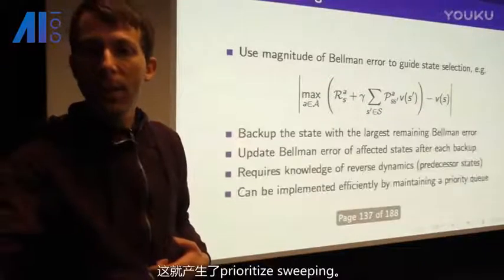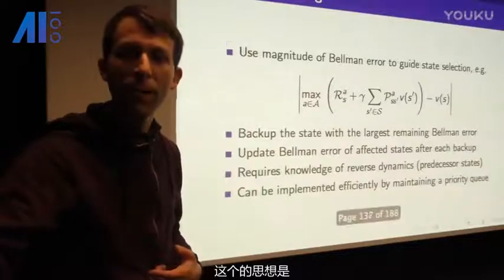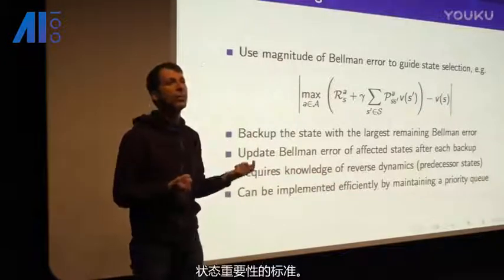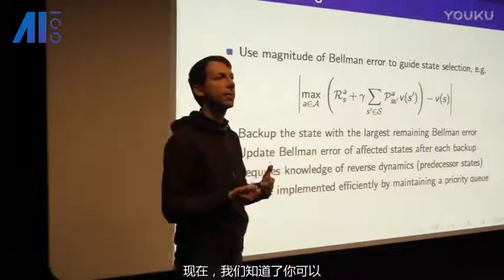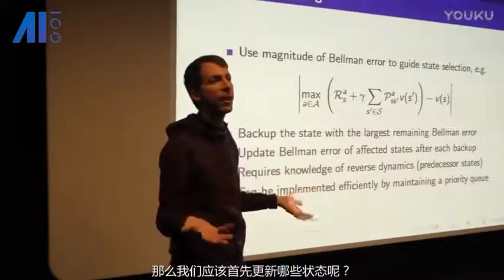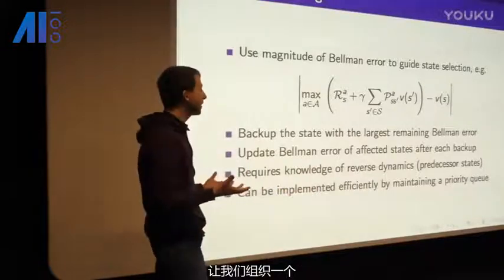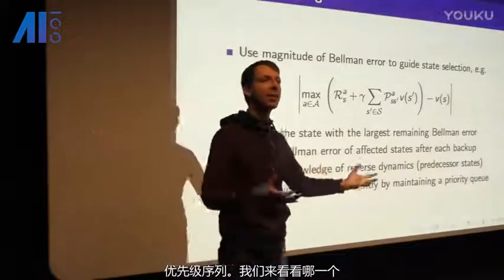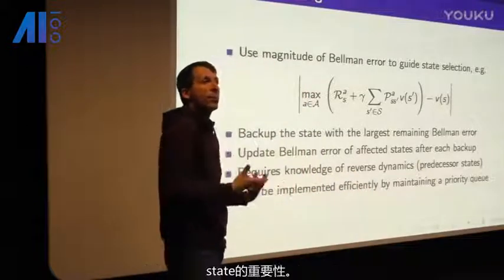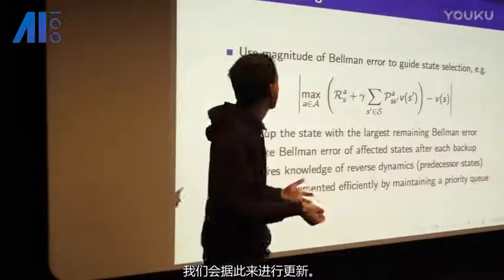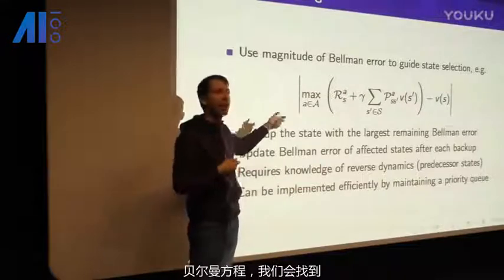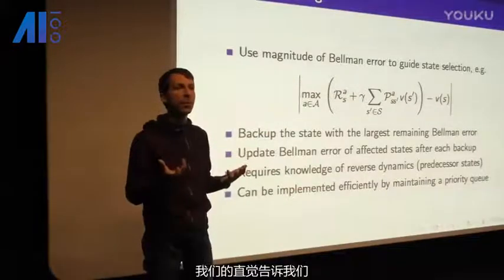And that motivates prioritized sweeping. The idea is to come up with some measure of how important it is to update any state in your MDP. You can update your states in any order you like, so which states should you update first? Prioritized sweeping basically says, let's just keep a priority queue. Let's look at which states are better than others and update in some order that depends on how important we consider that state to update it. And the commonest family of methods use the Bellman equation again to try and figure out which of those states is the most important.